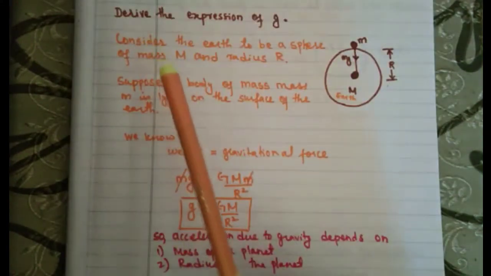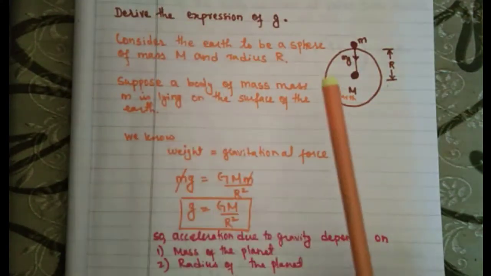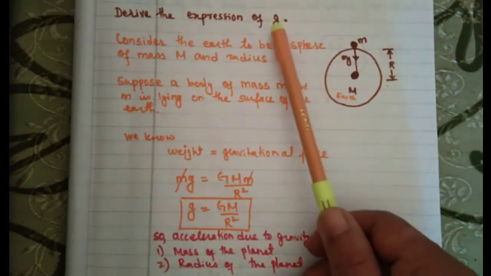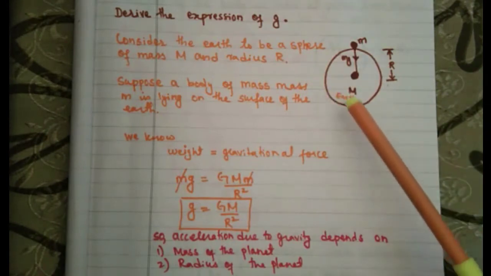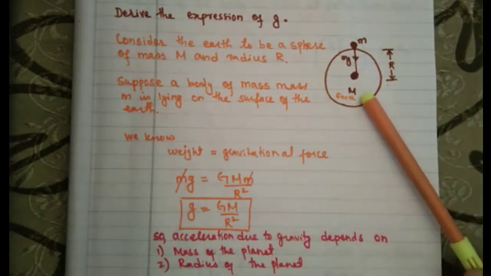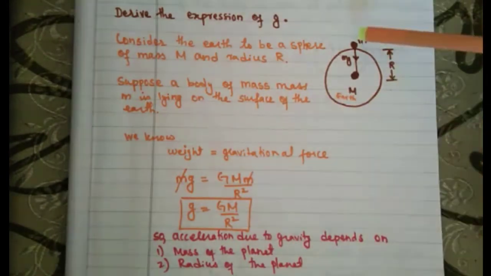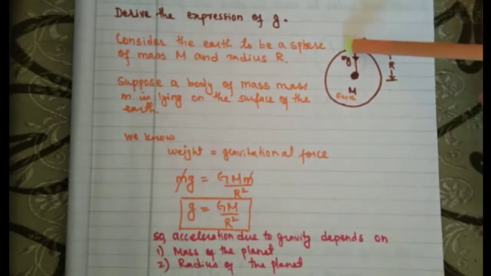Now we will derive the formula for acceleration due to gravity, and the symbol for acceleration due to gravity is small g. I am considering the earth to be a sphere of mass M and radius R, and suppose I am keeping an object of mass small m on the surface of the earth.